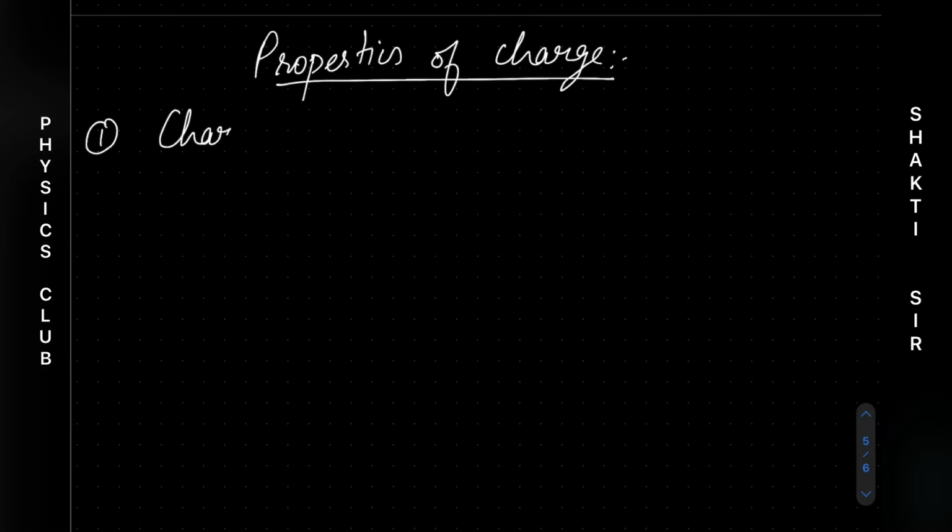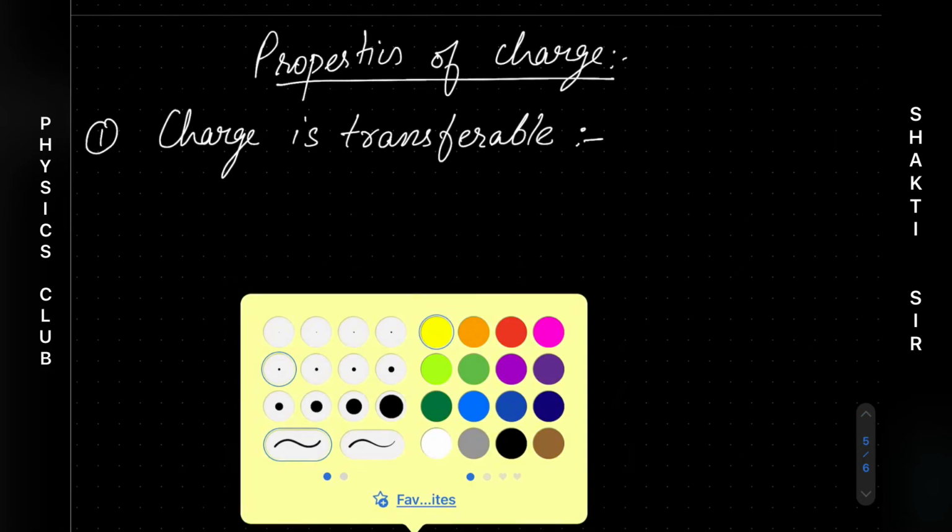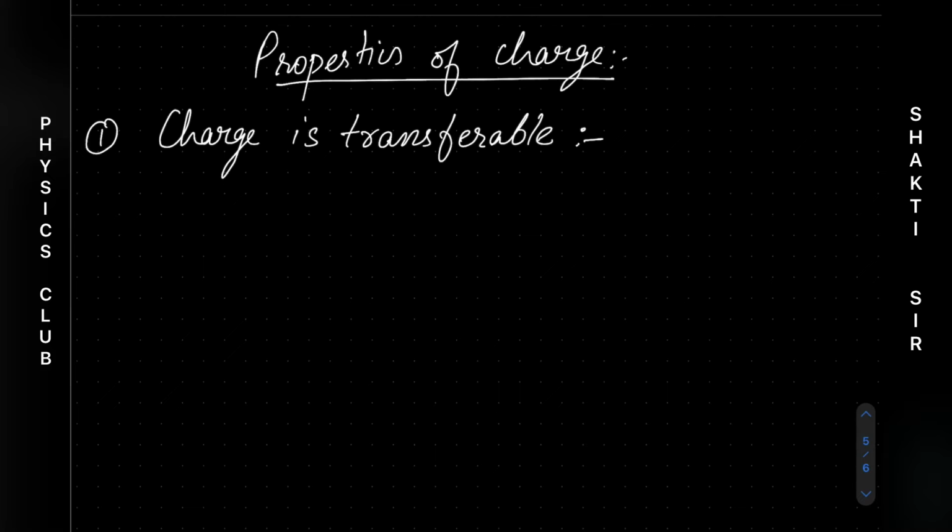Now let's move towards the properties of electric charge. There are so many properties and we will discuss them one by one. Let's discuss the first property, which is that charge is transferable. Yes, charge can transfer from one body to another body. We know very much about it.